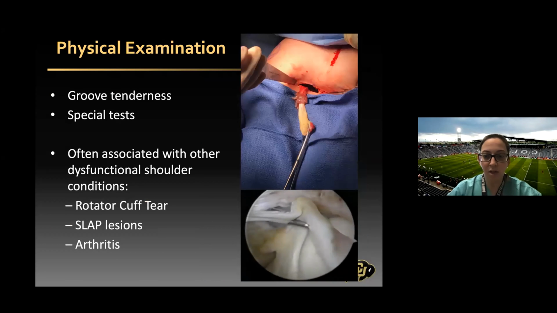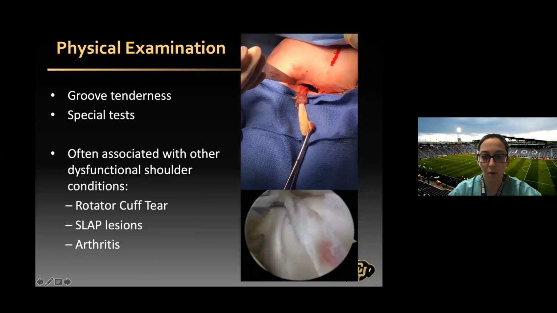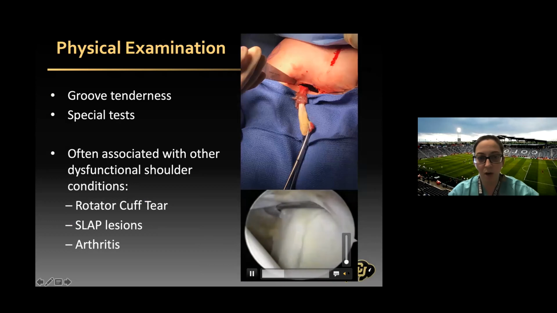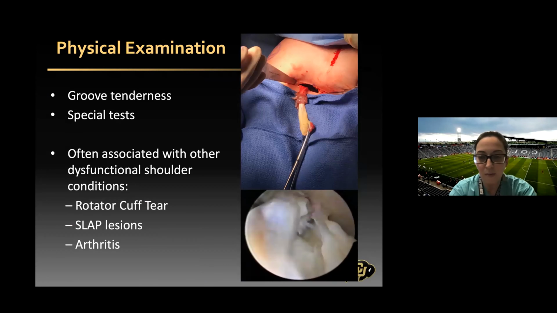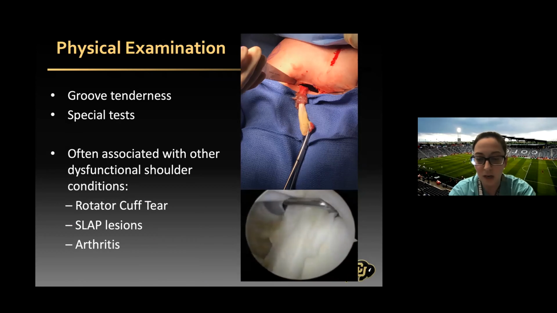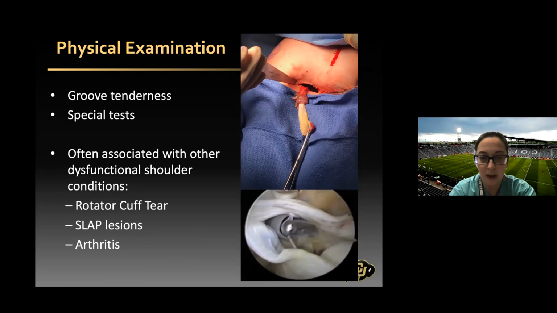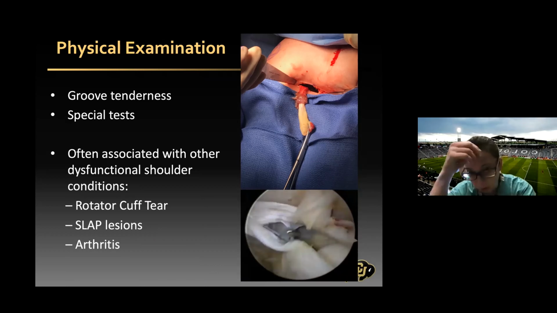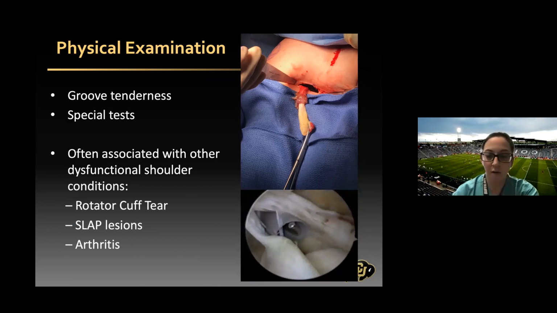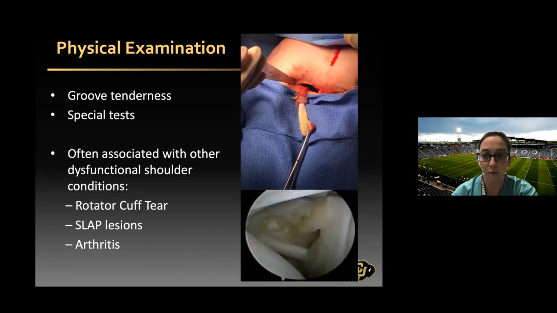And on physical examination, we can see multiple things, including groove tenderness. Then there's a variety of special tests, and we've discussed those earlier today in the physical examination talks in terms of determining biceps-related pain. And it's often associated with other dysfunctional shoulder conditions, including cuff tears, SLAP tears, and arthritis.